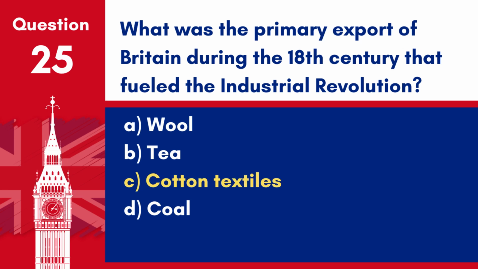Answer: C. Cotton textiles. The primary export that fueled the Industrial Revolution in Britain during the 18th century was cotton textiles, which were in high demand.